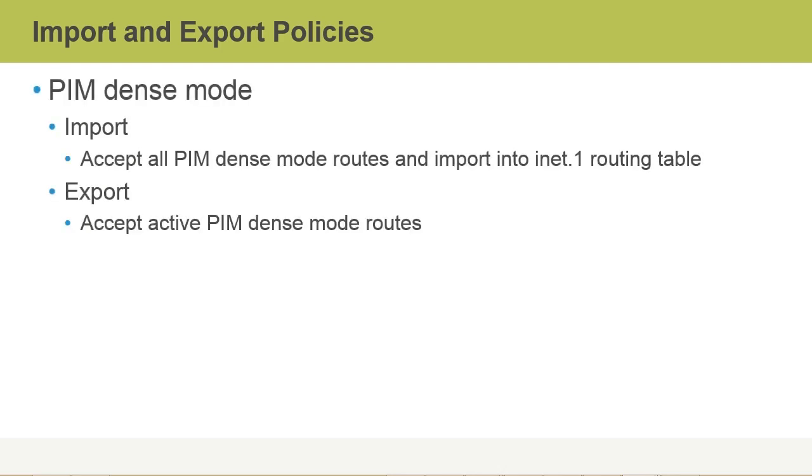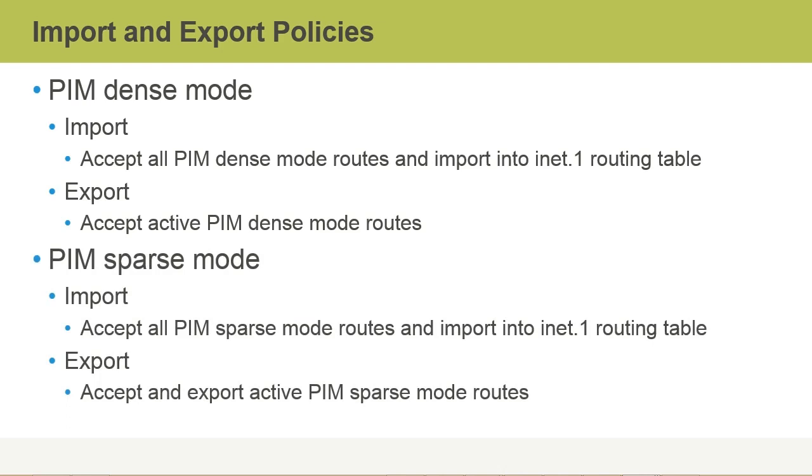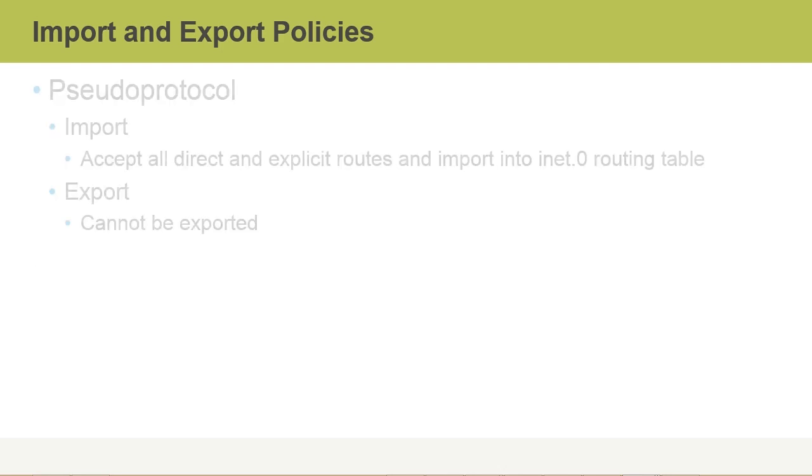PIM dense mode has a default import policy of accept all PIM dense mode routes and import those into the inet.1 routing table, while the default for the export policy is to accept active PIM dense mode routes. PIM sparse mode has a default import policy of accept all PIM sparse mode routes and import those again into the inet.1 routing table, and the default export policy is to accept and export any active PIM sparse mode routes.